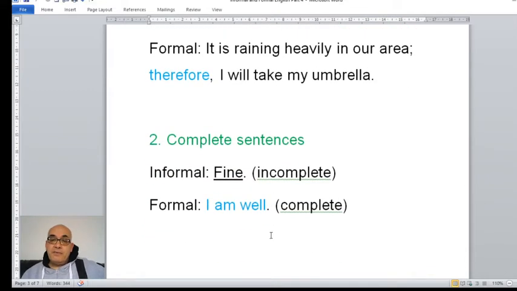Complete sentences, fine. People ask you how are you, you say fine. So fine is not complete because it is informal. I am well. This is a formal sentence.